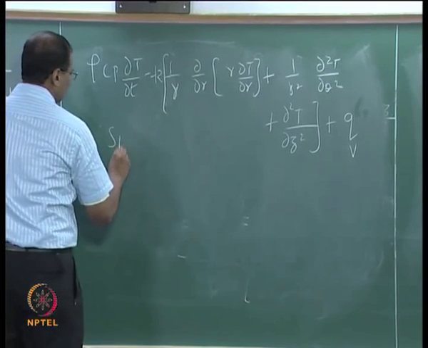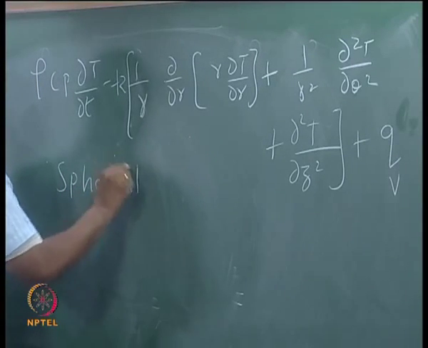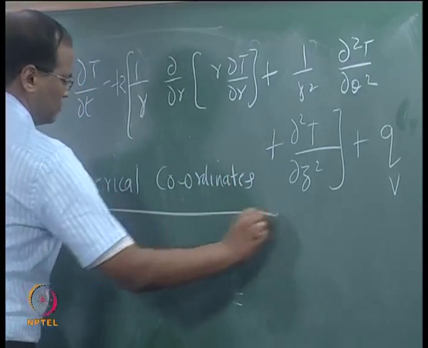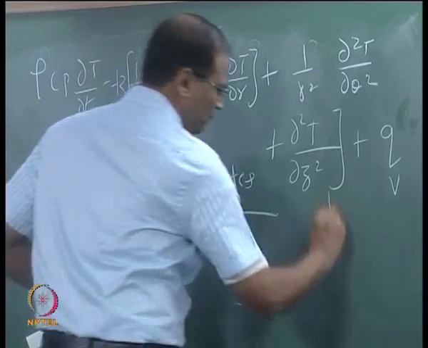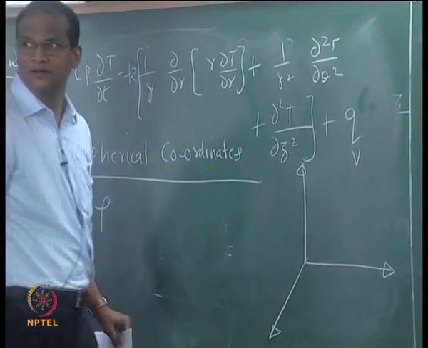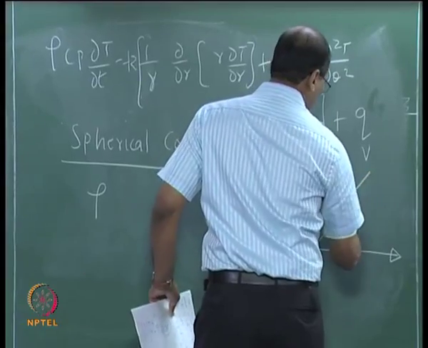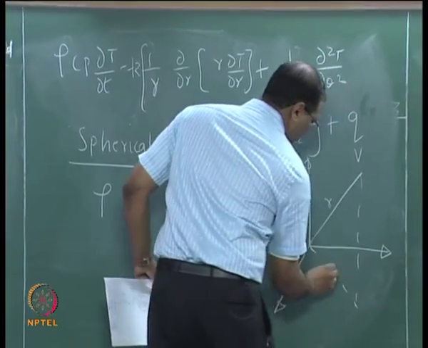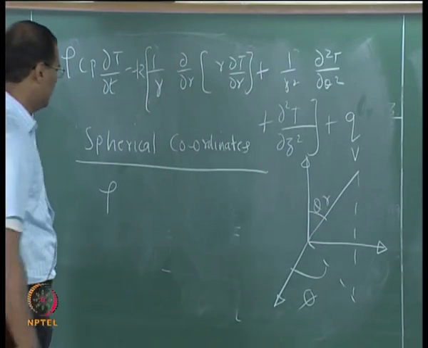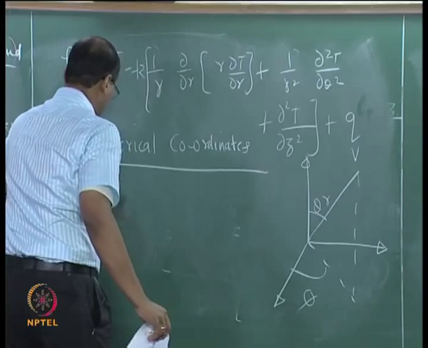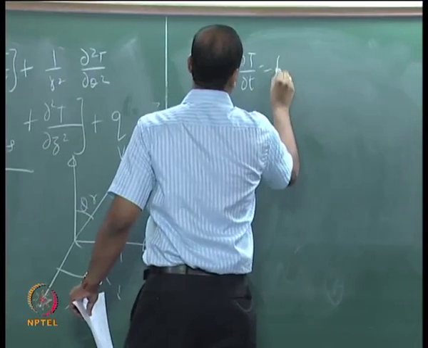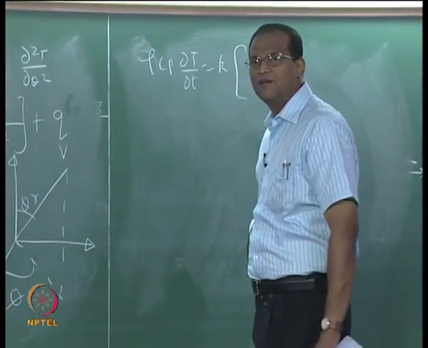Now for the spherical coordinates, we saw the spherical coordinates in our discussion on radiation. So there is r. So instead of 1 by r, what do you expect for spherical coordinate?